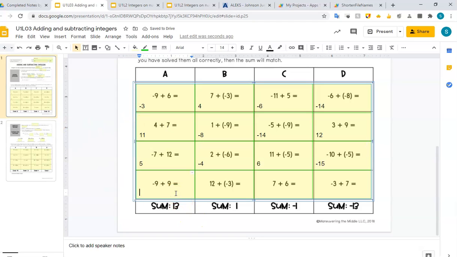These are opposite signs, so we subtract. These are opposite signs, so we subtract. These are the same signs, so we add. These are different signs, opposite signs, so we subtract.